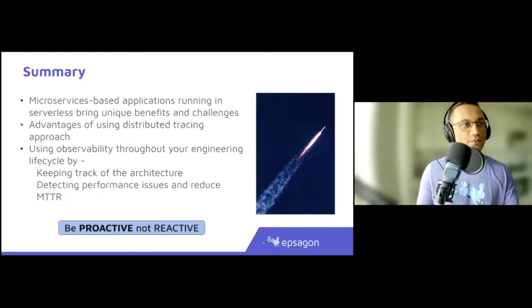So that's all I wanted to share for this session. Let's go through a quick summary. Initially we saw how microservices-based applications have their own unique benefits as well as challenges. We saw the challenges with respect to observability. We also saw the advantages of using a distributed tracing-based approach. And we saw how your distributed tracing-based approach can help you keep track of your architecture as well as troubleshoot issues more effectively. I'd like to say that you should adopt an observability solution that helps you shift your mindset from being reactive to being proactive.